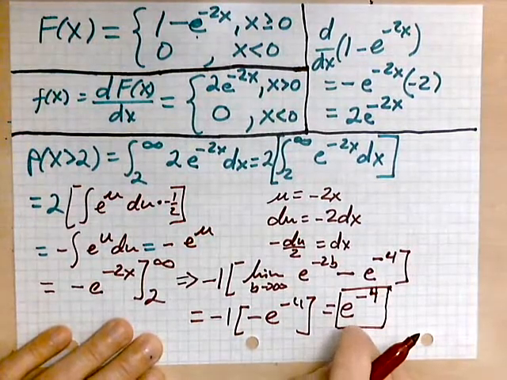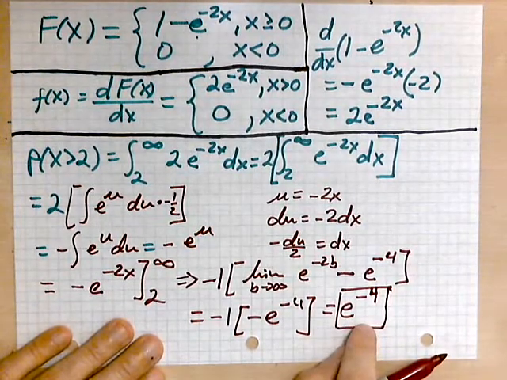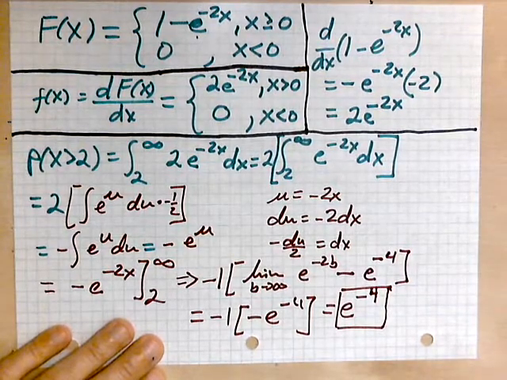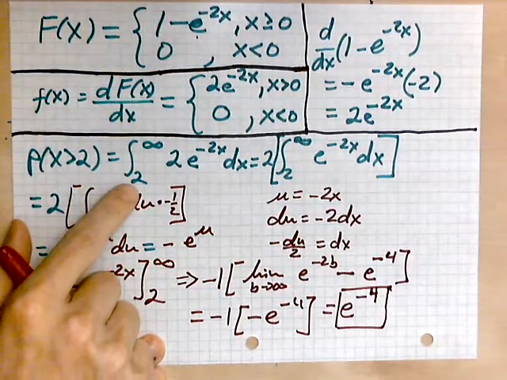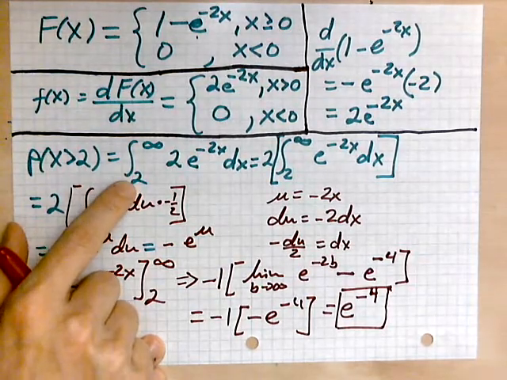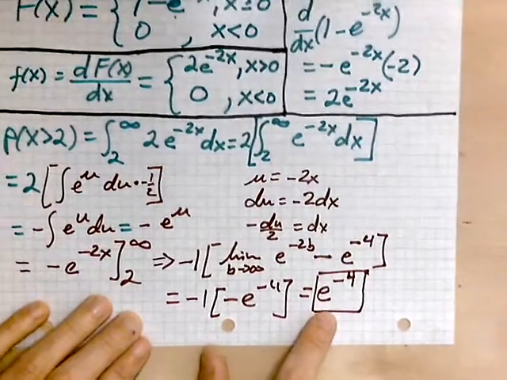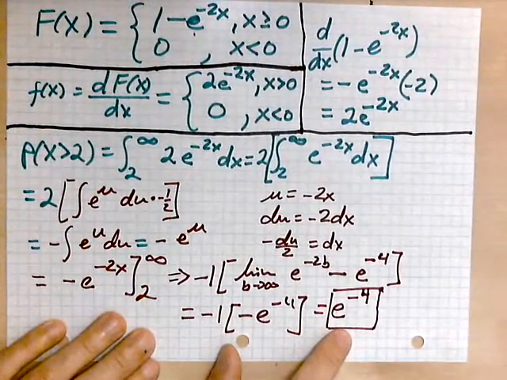Just so we don't forget, this e to the negative 4 represents the probability that the random variable x is greater than 2, meaning it's between 2 and positive infinity. That is e to the negative 4th. That is that probability.